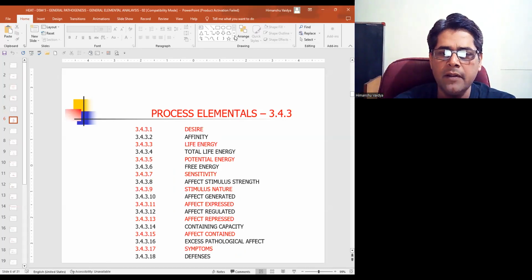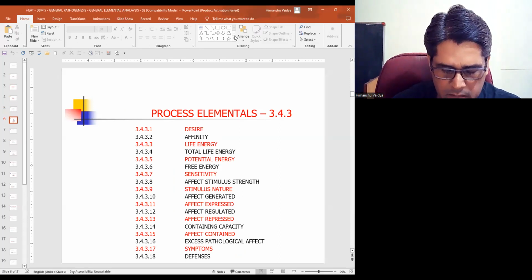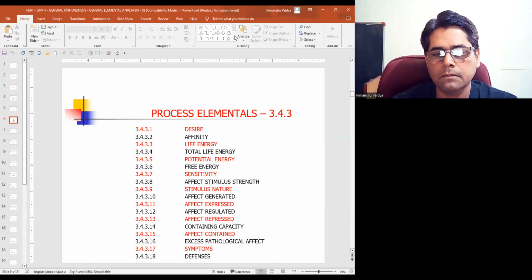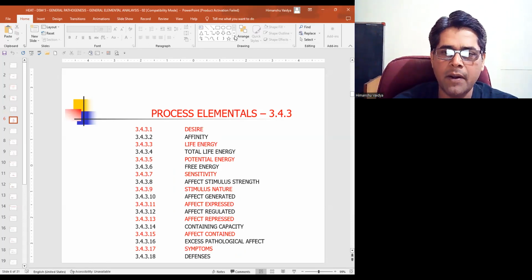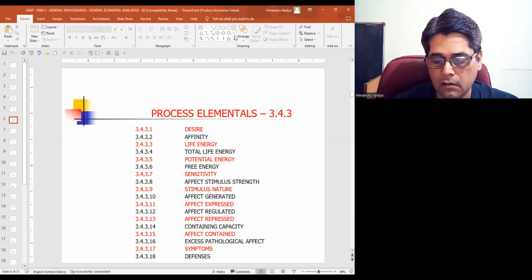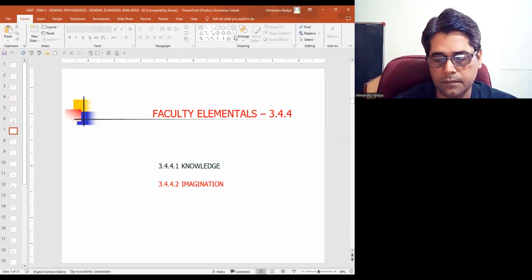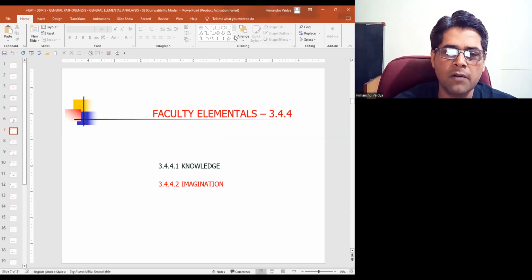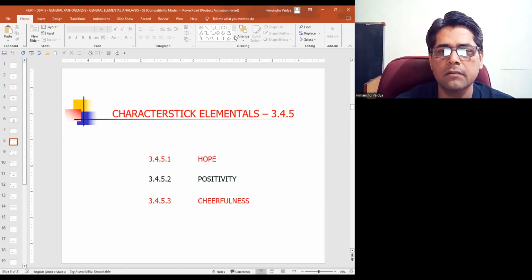In terms of process elementals, if you go by the hydraulic model, 3.1 till 3.18 will be important. But if you don't go by the hydraulic model, then other elementals will have to be brought in, like internalization of a good object, growth by knowledge, and so on. Here, 4.1 is very important. 4.2 is important from therapy point of view, but largely unconscious.